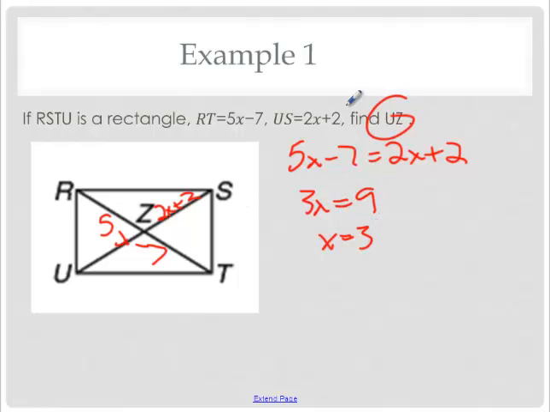The question is asking for UZ though. UZ, keep in mind, is half of a diagonal. So I'm going to find the length of a diagonal and then divide by 2. So when I plug 3 in, 2 times 3 is 6, plus 2 is 8. So US equals 8, which means UZ equals 4.